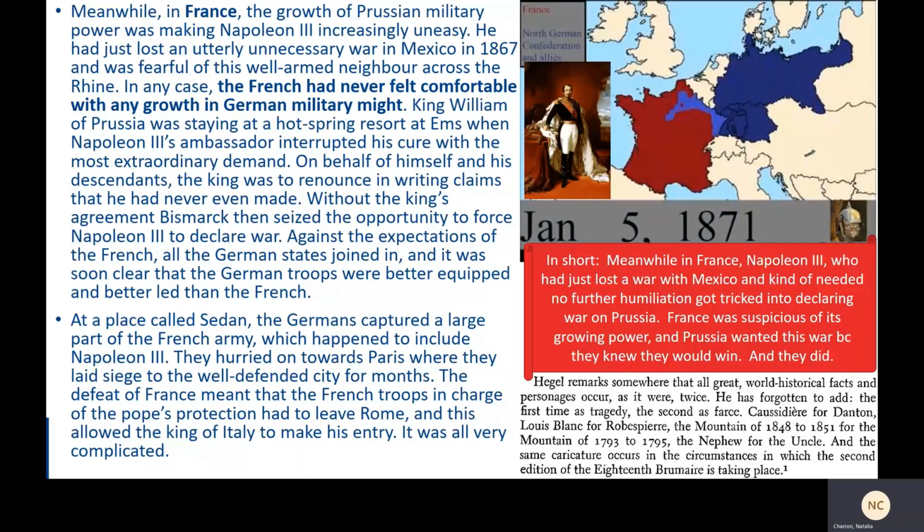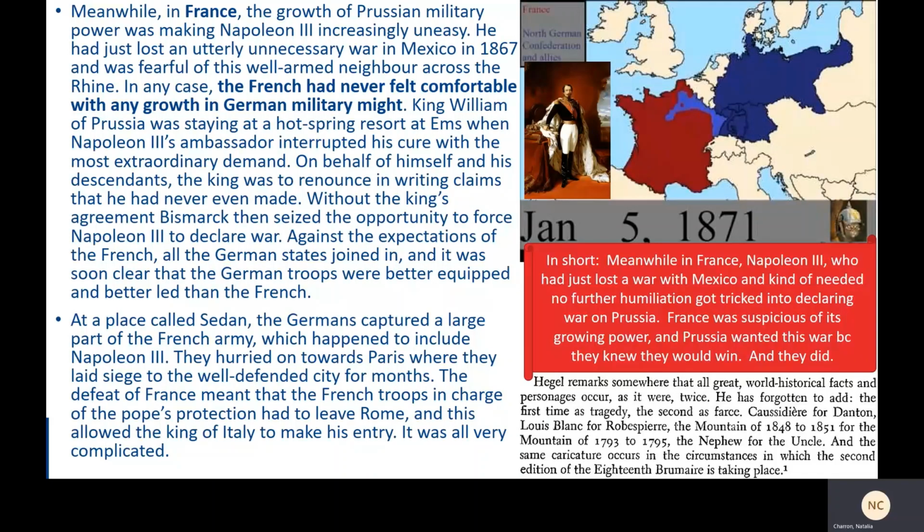King William of Prussia was staying at a hot spring resort in Ems when Napoleon III's ambassador interrupted his cure with the most extraordinary demand. On behalf of himself and his descendants, the king was to renounce, in writing, claims that he had never even made. Without the king's agreement, Bismarck then seized upon the opportunity to force Napoleon III to declare war. Against the expectations of the French, all the German states joined in, and it was soon clear that the German troops were better equipped and better led than the French.